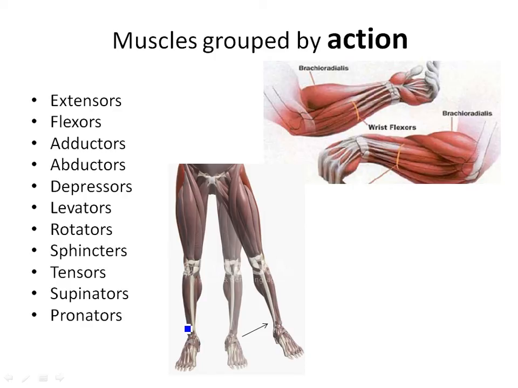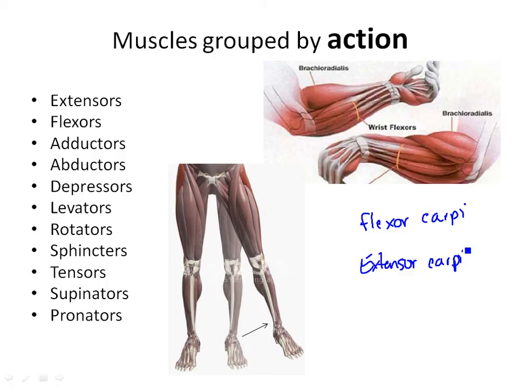So if we go to extensors and flexors, when we learn the muscles of the arm, you're going to learn a group name. You're going to learn something called the flexor carpi, and the extensor carpi. And those are group names. That means you don't have to learn the individual muscles that make up this group.